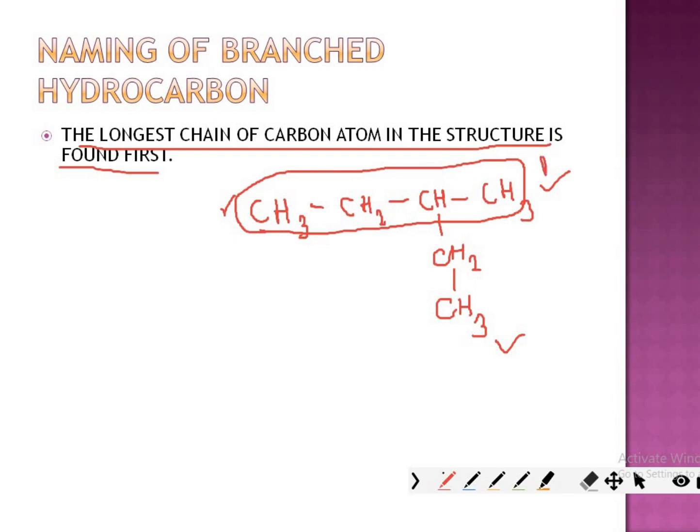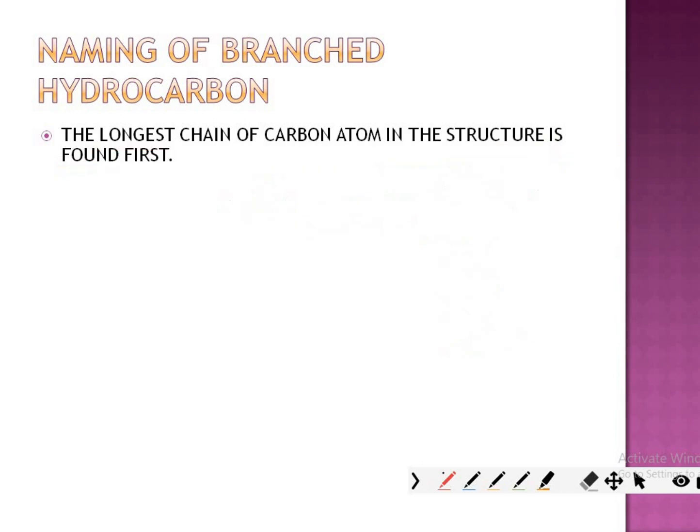So we have 4 carbon atoms in this chain. Now if we start from this chain to this chain, how many carbon atoms are there? 1, 2, 3, 4. In this chain also we have 4 carbon atoms, right?